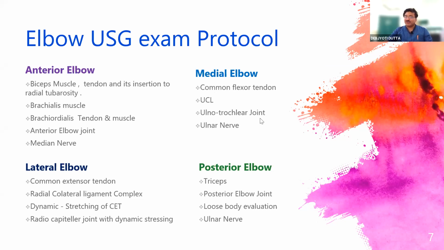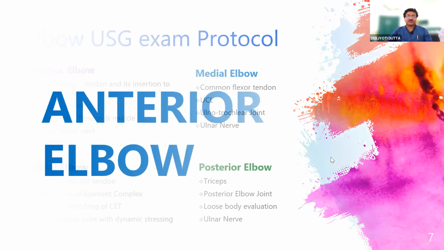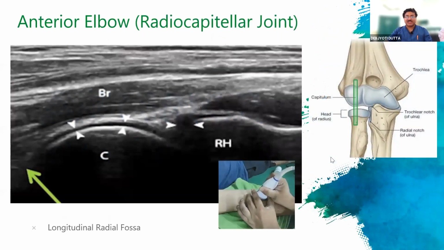Ulnotrochlear joint, again, I will be showing the ulnar nerve. Okay, so these are the things we need to know. And posterior elbow joint, very much important is this loose body evaluation. Okay, so this part will be completing today. So first, starting with the anterior elbow, we need to check the joints.